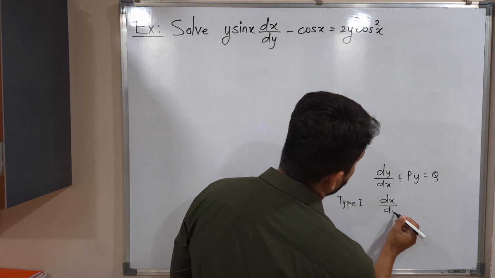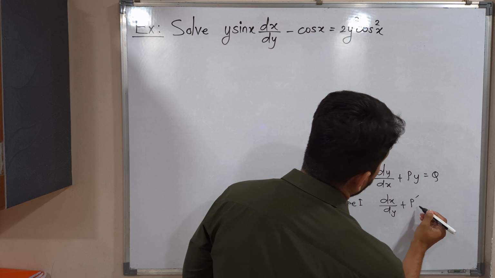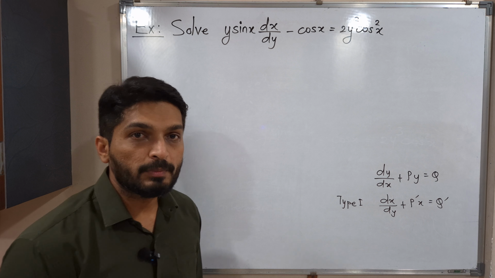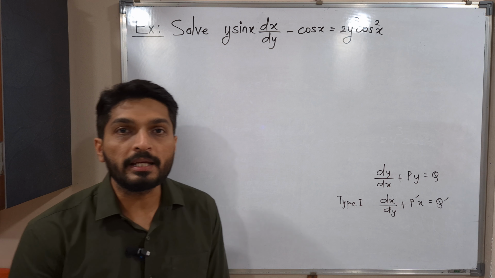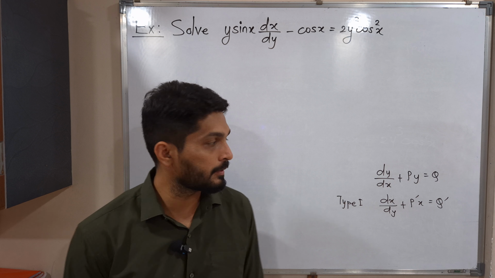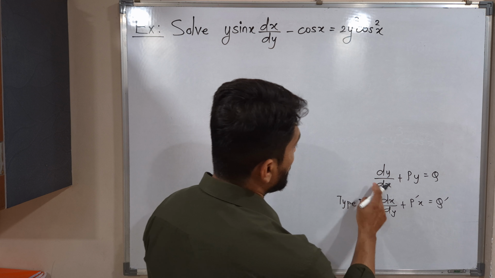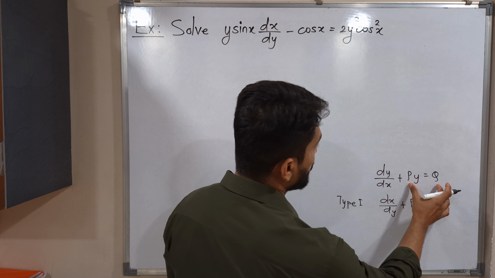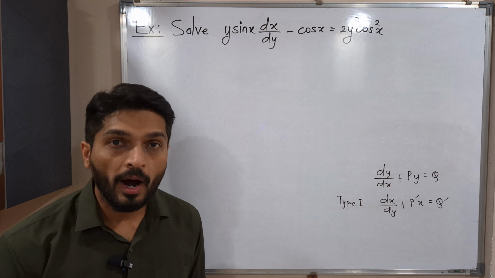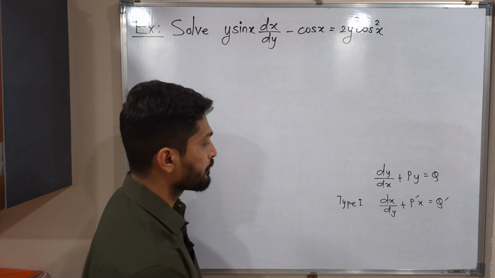dx by dy plus P' x is equal to Q'. So what is the difference between the previous one and this one? Simply x is replaced by y and y is replaced by x. This is the only difference. You can see here dy by dx, dx by dy, P and Q are functions of x here, and here P' and Q' are functions of y. This is the only difference, right?